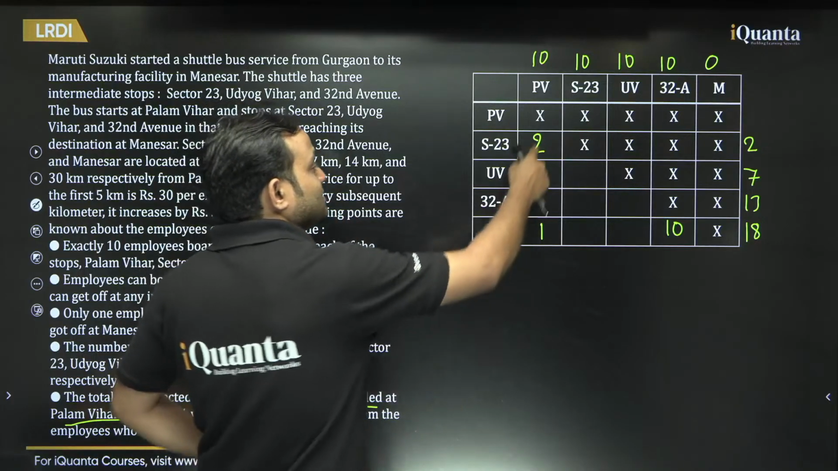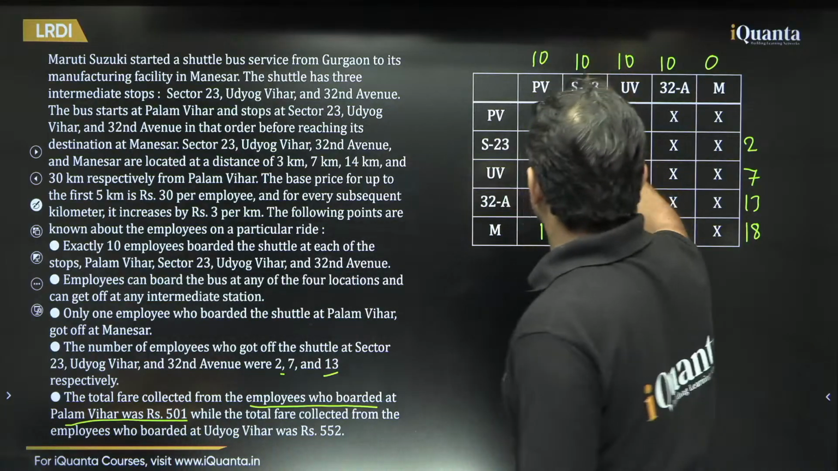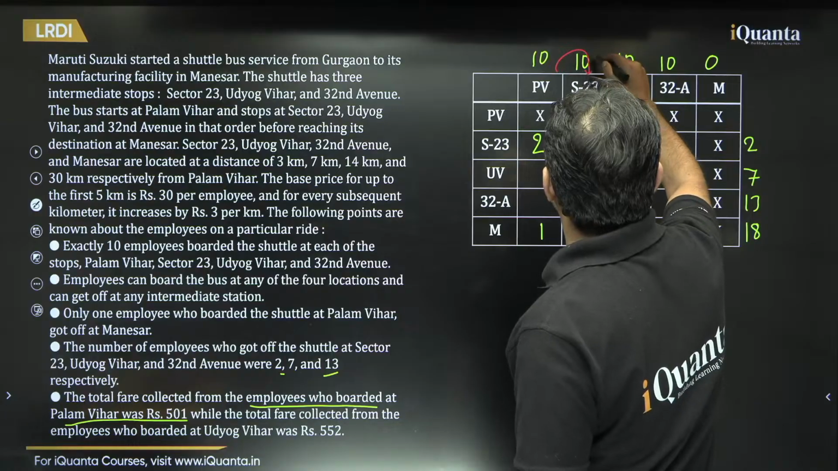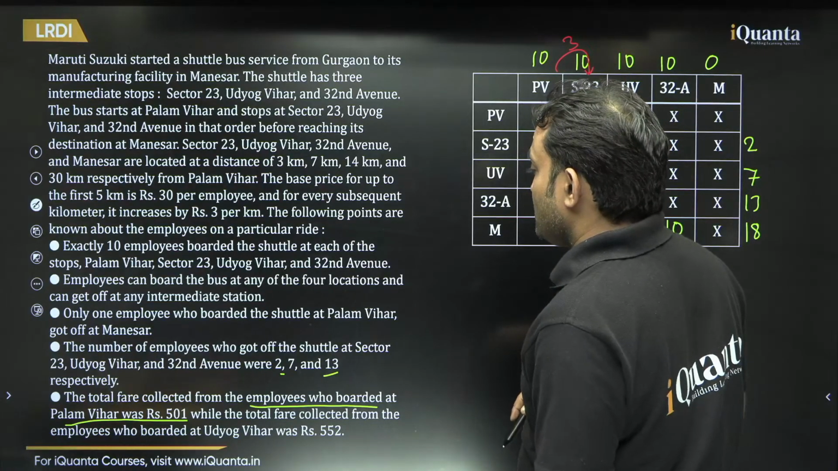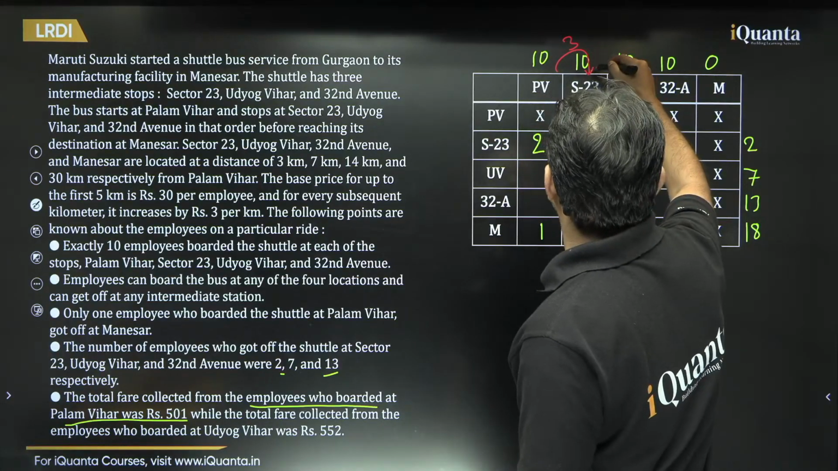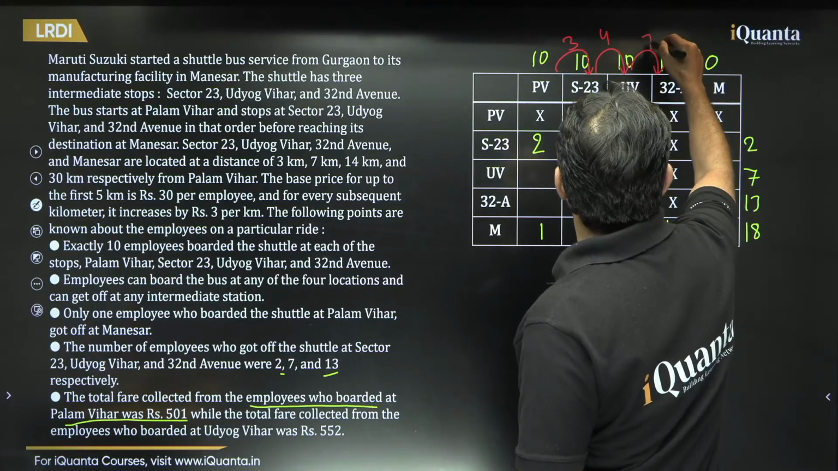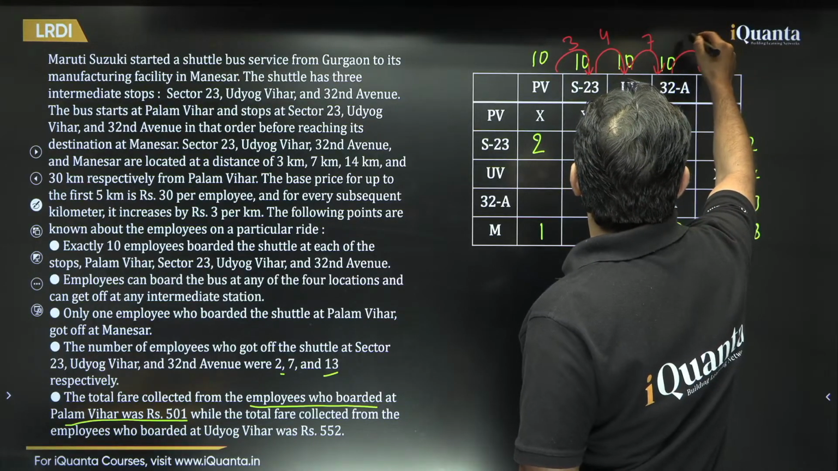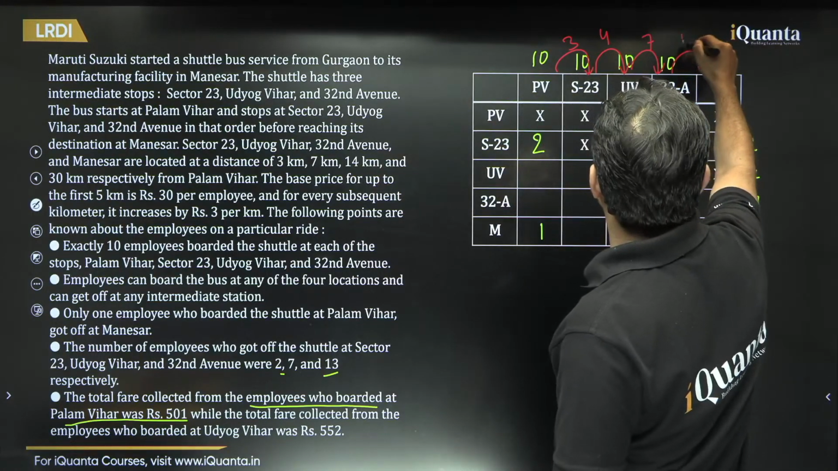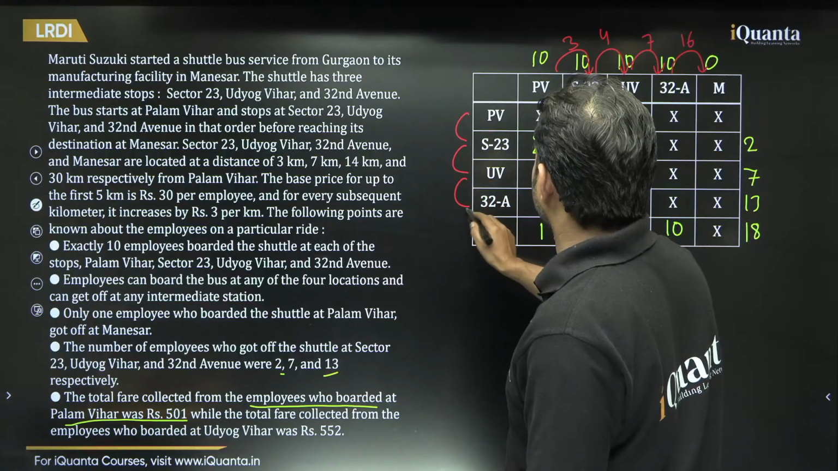The distance has been given as well from Palam Vihar to sector 23. What are the distances? Palam Vihar to sector 23 is 3. From Palam Vihar to Udyog Vihar, the distance is 7 kilometer. So from here to here, this is 4 kilometer. Then 14, so this is 7 kilometer, and this will be total 30. So 30 minus 14 will be 16, right?